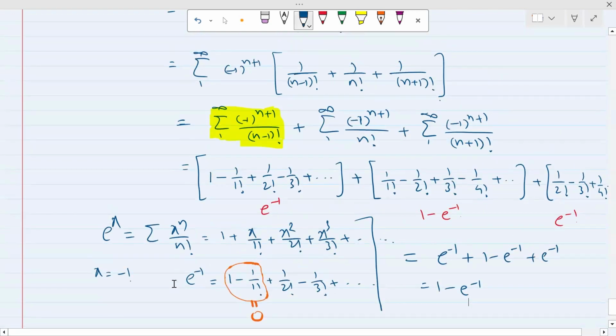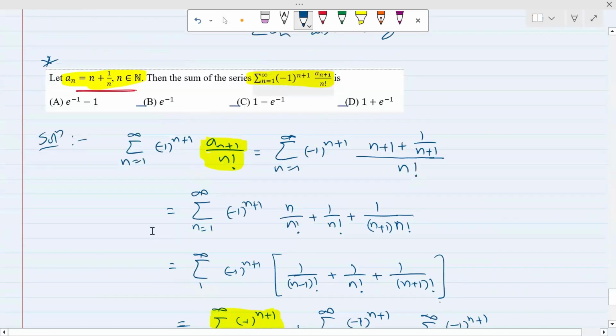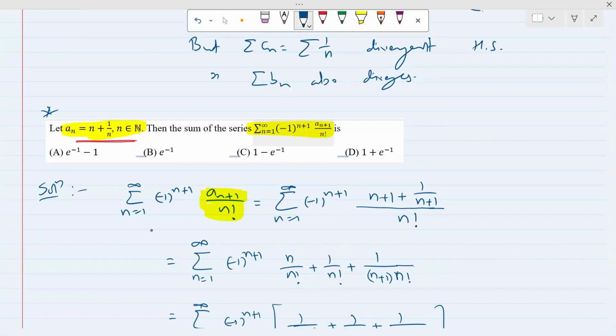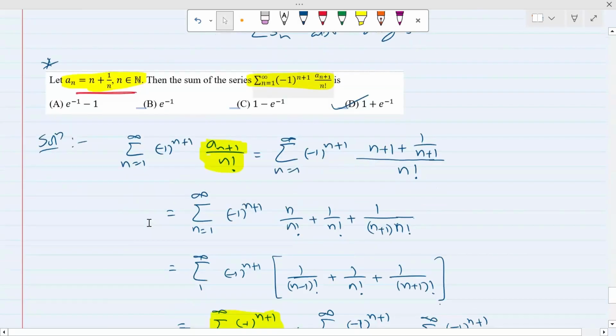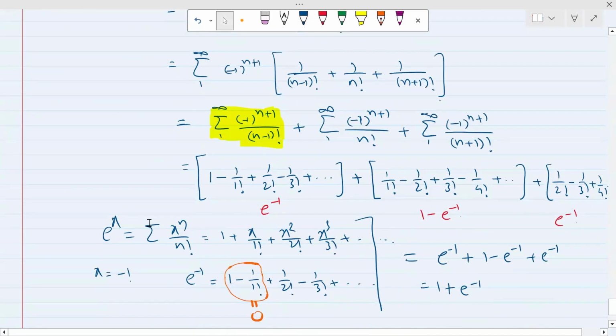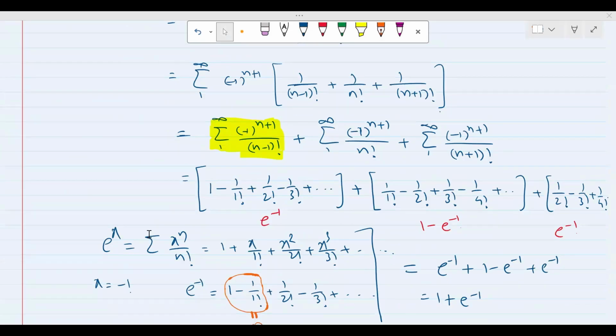Please check out the computation. 1 plus e inverse. Okay, 1 plus e inverse. Good. So the option is D. Is that okay? Did you follow all of this? Yes, sir. Good.